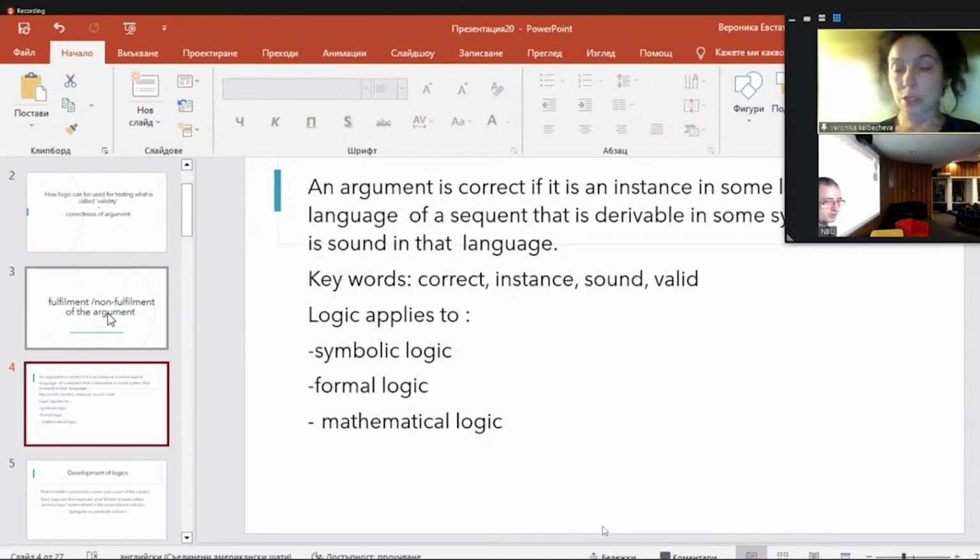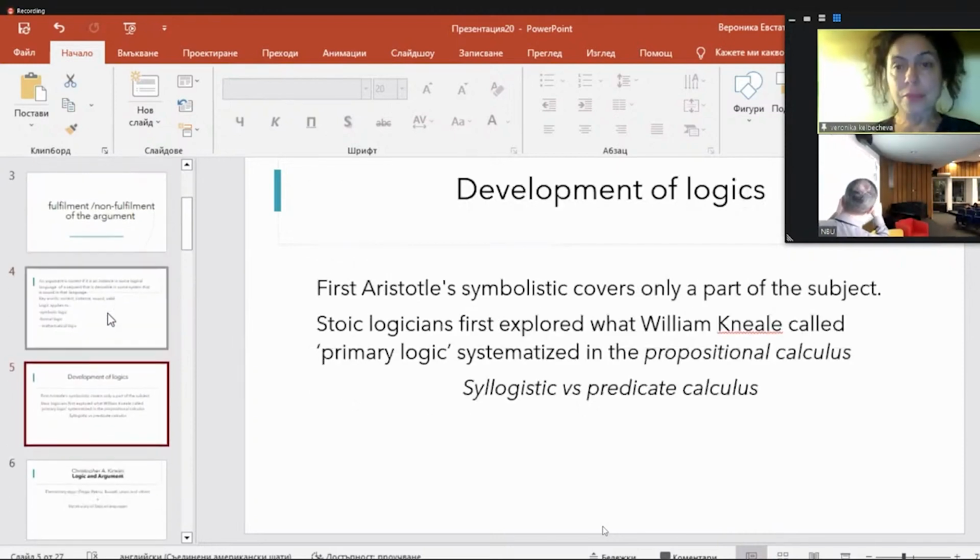Logic represented in this chapter applies to symbolic logic, formal logic, and mathematical logic. First, Aristotle's syllogistic covers only a part of the subject, and Stoic logicians first explored what William Kneale afterwards called primary logic, systematized in the propositional calculus. This is syllogistics versus predicate calculus.